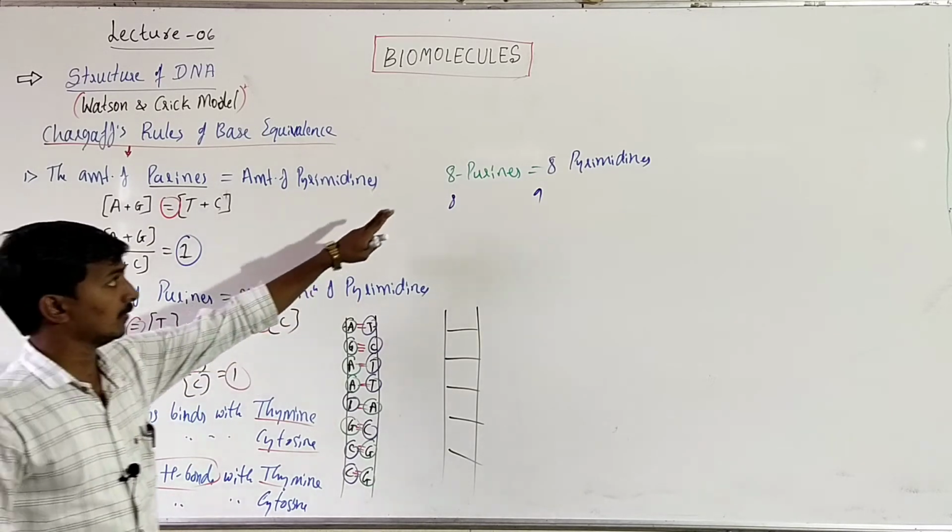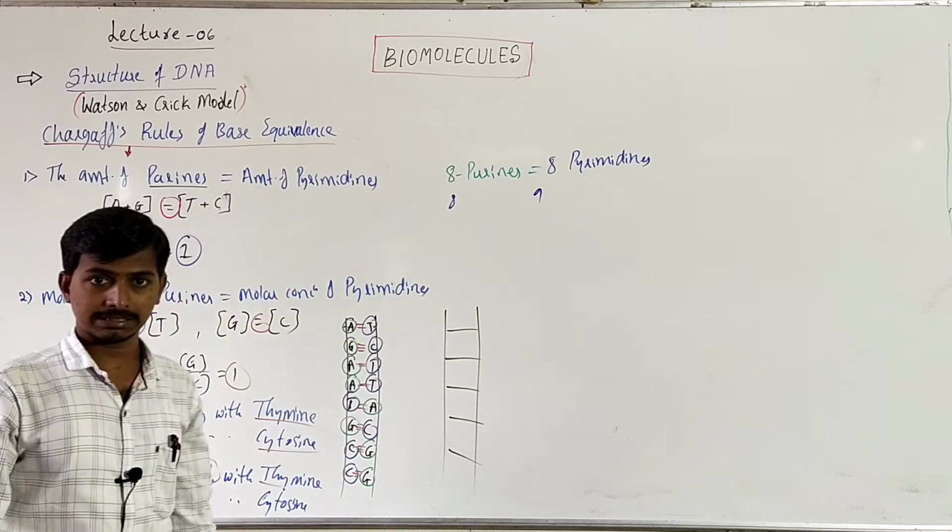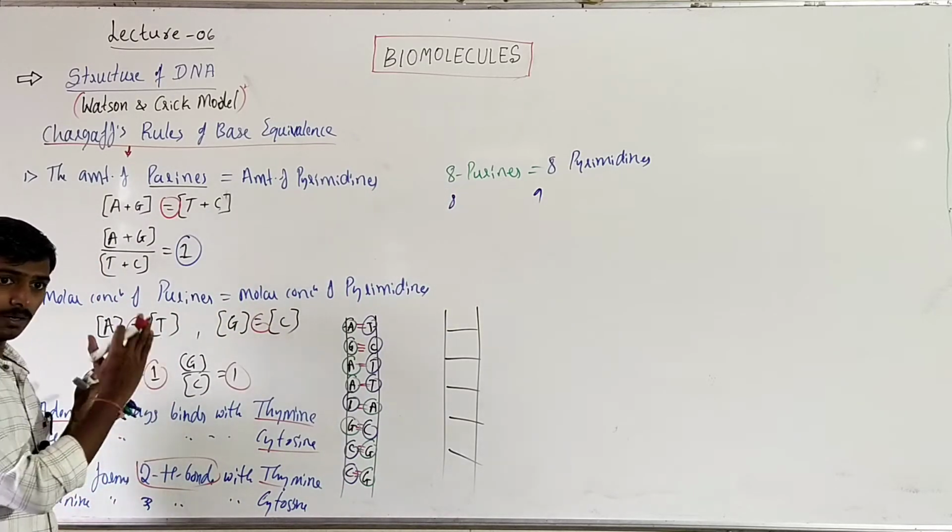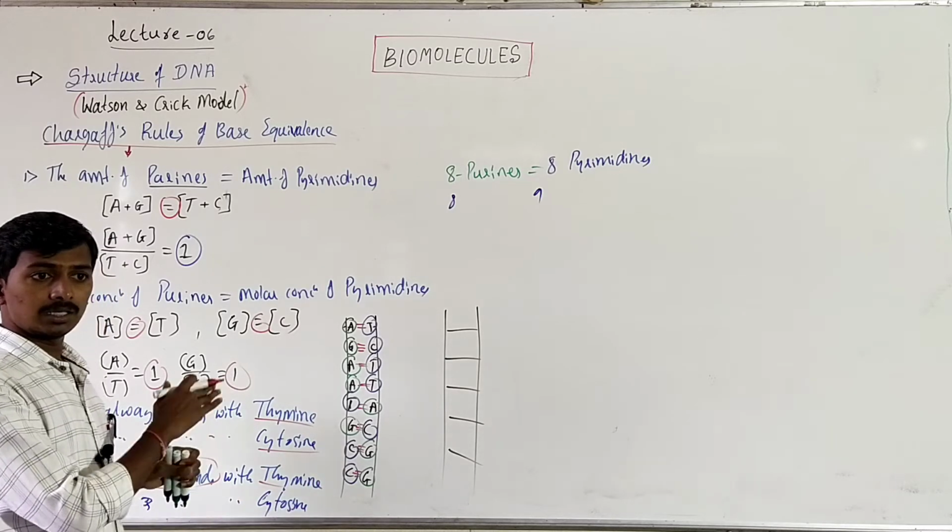There must be equal number of purines and pyrimidines. Yes, of course, DNA has equal number of purines as number of pyrimidines.